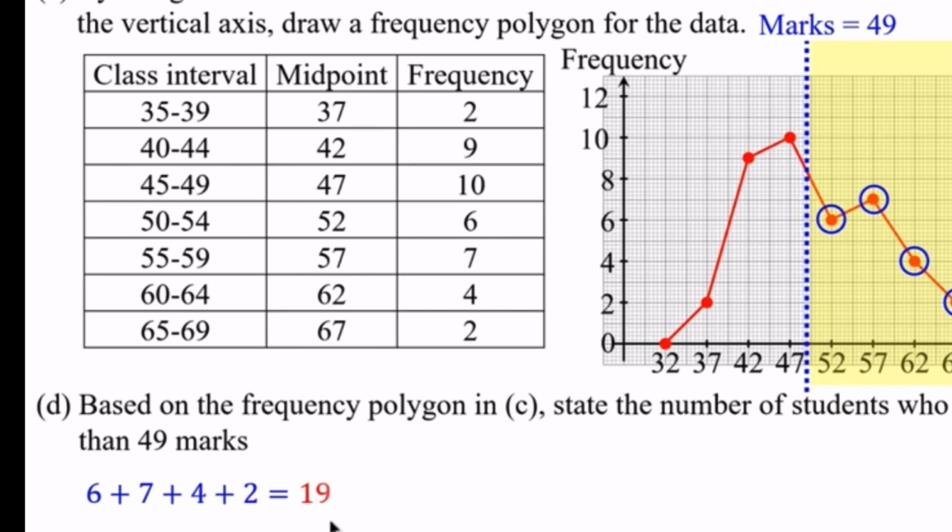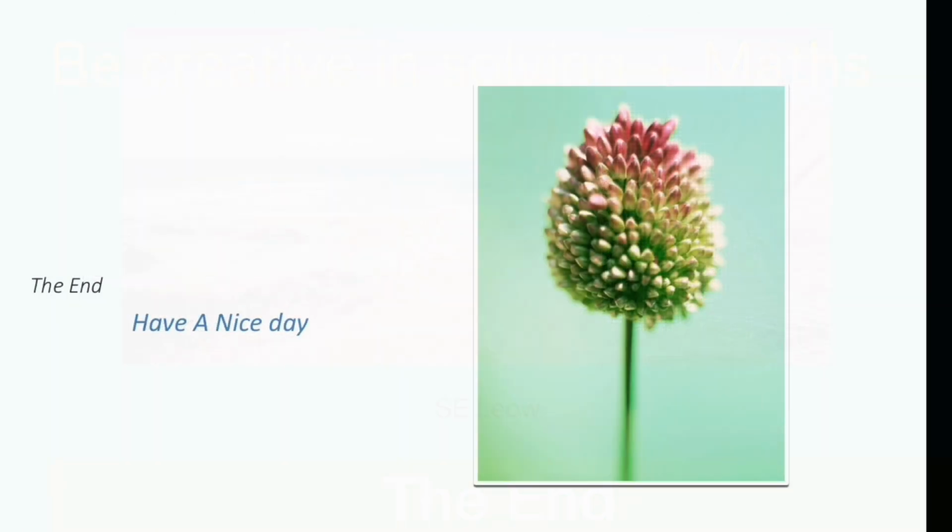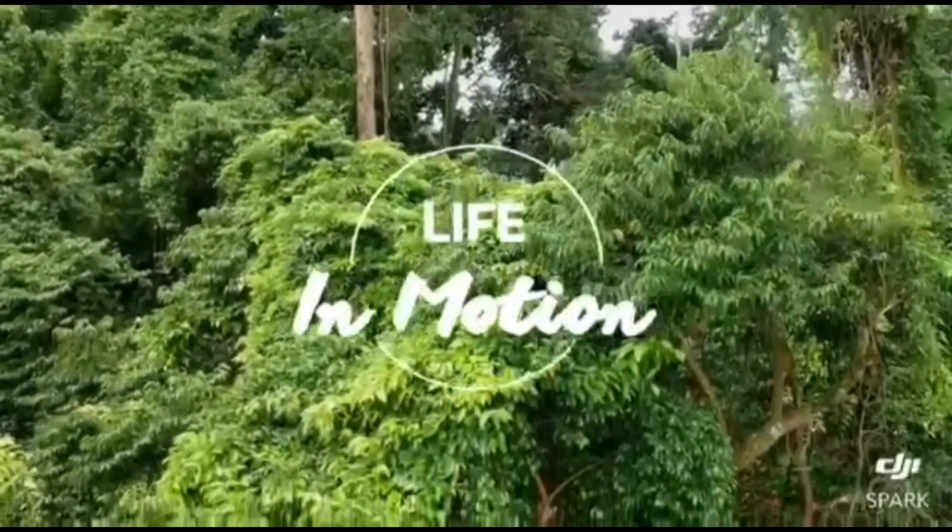From the axis that you draw on the frequency polygon, you can just mark x equal to 49. To the right is more than 49 and to the left is less than 49. So if the passing mark must be more than 49, you can count the number of students who are more than 49. So the answer is 19 students, right? So that's all my sharing about how to draw a frequency polygon.